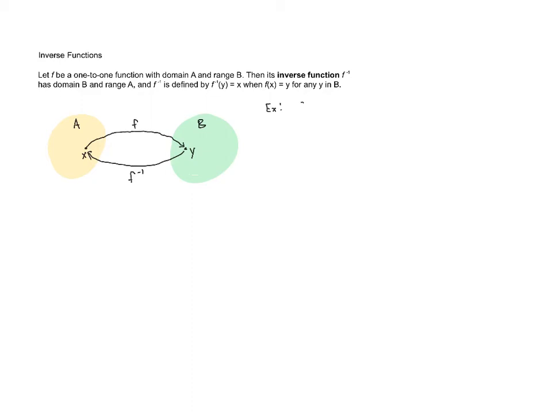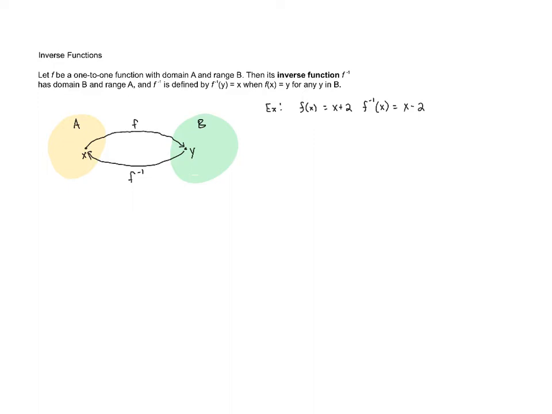If we have the function f of x equals x plus 2, well, this is the function that adds 2 to the input. The inverse function, f inverse of x, is going to be the one that undoes that. How can we undo adding 2? Well, we can subtract 2. So the inverse of x plus 2 is x minus 2.